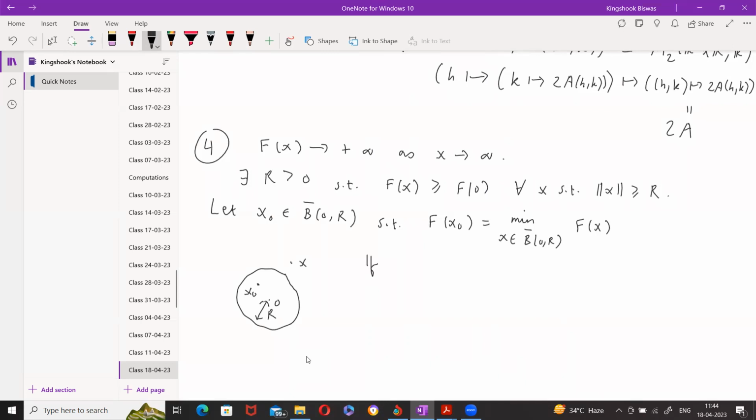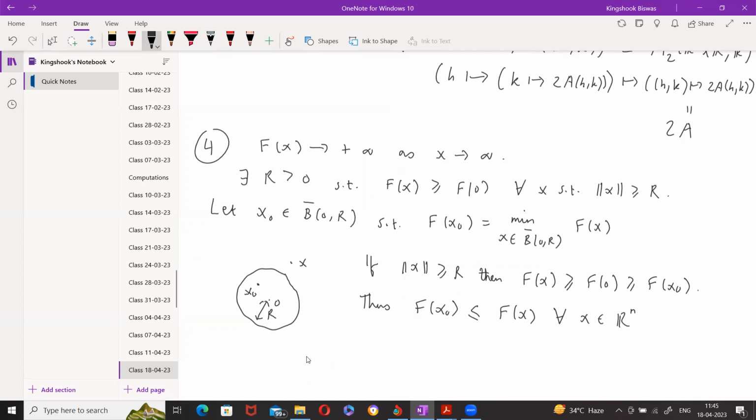Okay, so if norm x is greater than or equal to R, then f of x is greater than or equal to f of 0, which is greater than or equal to f of x naught. Right? Thus, f of x naught is less than or equal to f of x for all x in Rn. Is this clear?